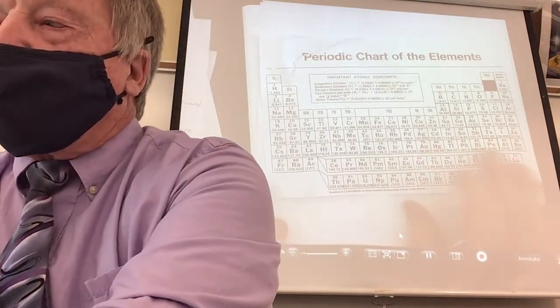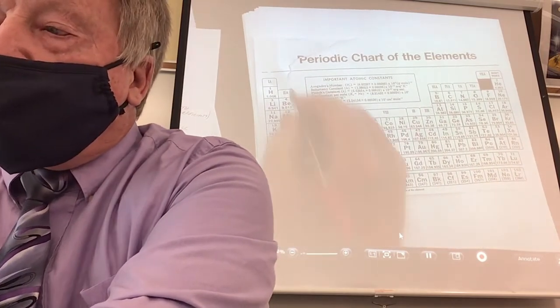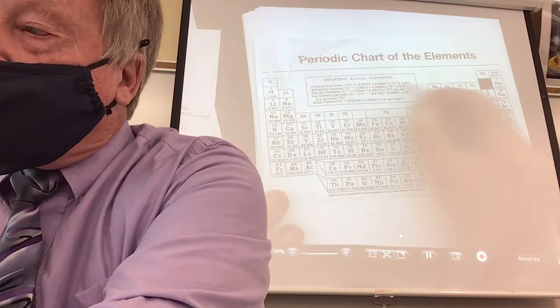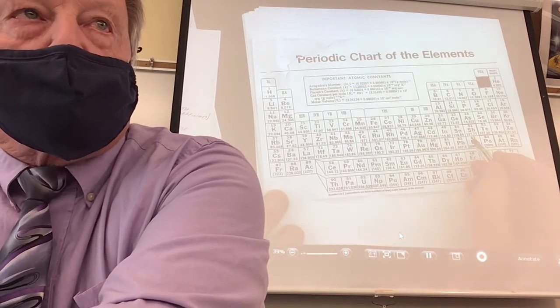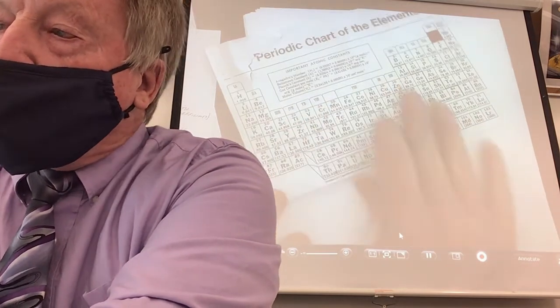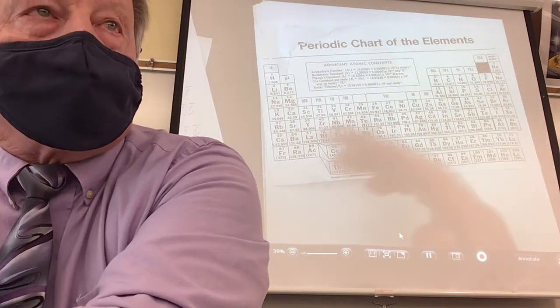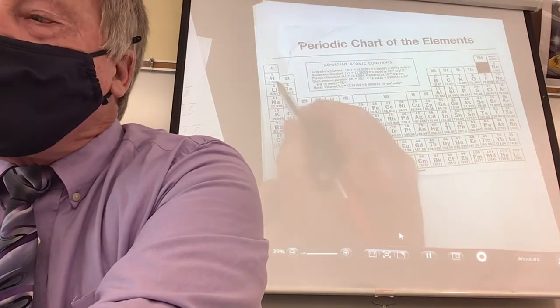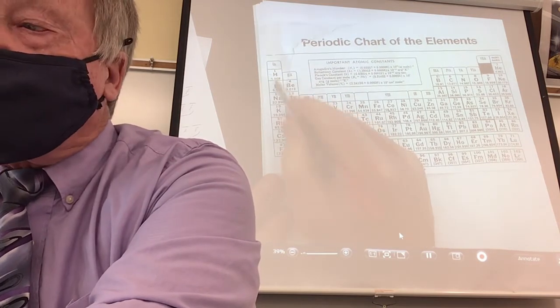From the first semester and this semester, what do you call these things here that go this way? What do you call the horizontal parts of the periodic table? Periods. What do you call these? They have a special name for the columns. They're called groups or families. So if somebody says, what family or group do you belong to? What's the special name for this one?